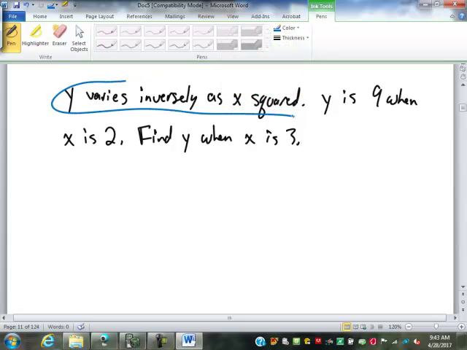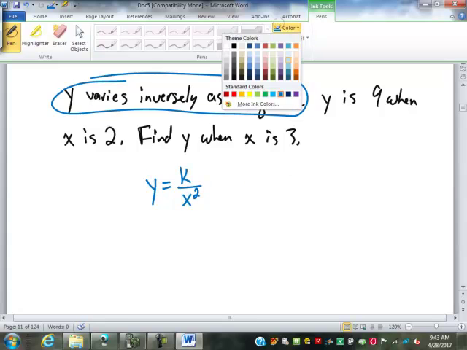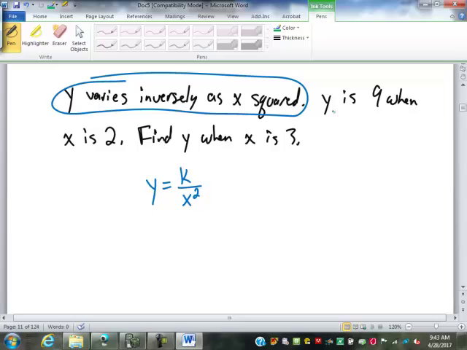So again, y varies inversely as x squared. So y equals k over, instead of x, it's going to be x squared. y is 9 when x is 2. We put 9 in for y, and we'll put 2 in for x. This is 2 squared, and now we have an extra step to solve for k. We have to actually square the 2. So 2 squared is 4.